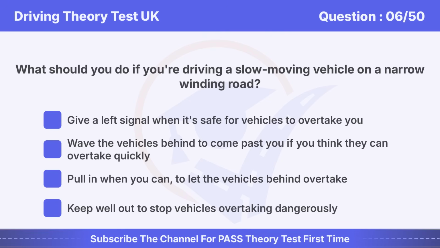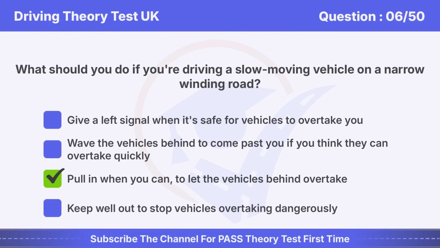Question 6. What should you do if you're driving a slow-moving vehicle on a narrow, winding road? Answer is C. Pull in when you can to let the vehicles behind overtake.